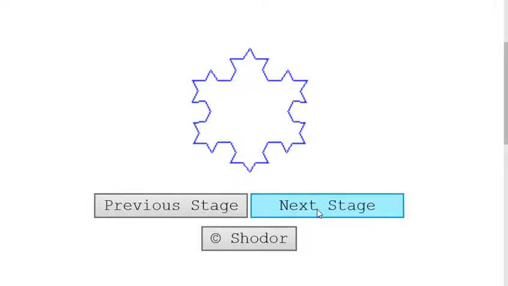Let's look at the next stage. And it's getting more convoluted. And the next stage after that. And after this, it's really tough to see the changes, right? Because they're getting really, really small. The Cook Snowflake has a lot of different properties, and they're kind of neat and strange and counterintuitive in various ways.